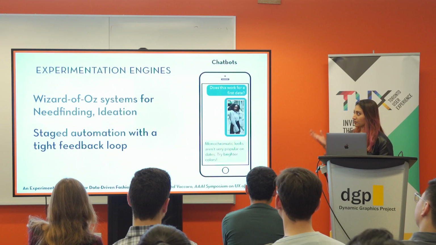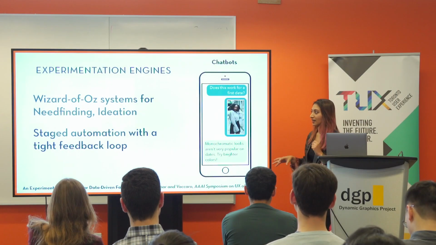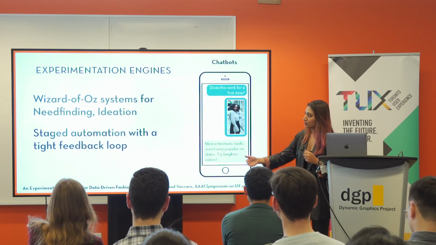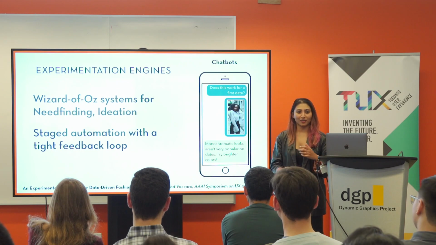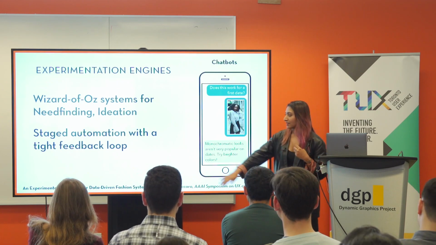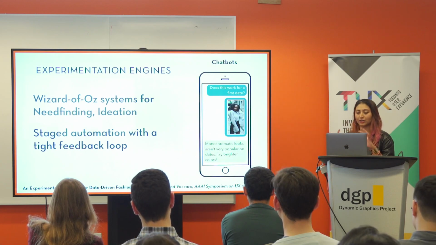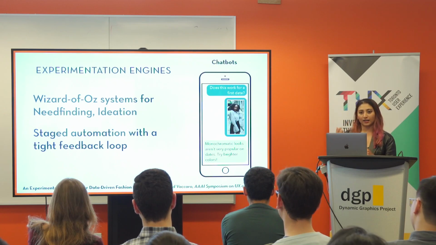And so what we felt was there was a need for what I'm going to call an experimentation engine. It's something that can support basically the whole design process, including need finding. Initially, it helps you need find and ideate through a Wizard of Oz system, and that's just a fancy way of saying you have humans doing the AI work for you. And then you get to stage automation. Once you figure out what interactions you want to support and how to support them, you can slowly deploy an automated solution.